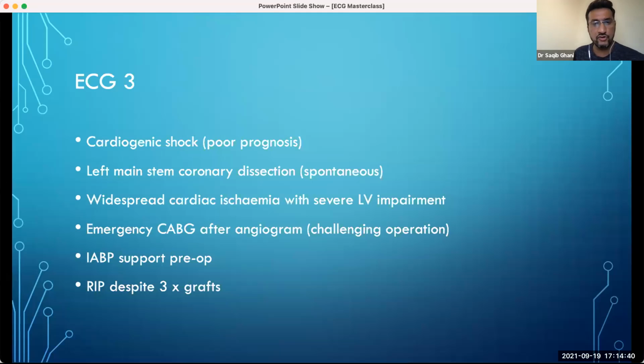She had left main stem coronary dissection, which caused widespread cardiac ischemia with severe LV impairment. Immediately after the angiogram, she went for bypass surgery with balloon support, but unfortunately did not make it despite having urgent surgery. So this was one of the extreme ends of coronary ischemia.